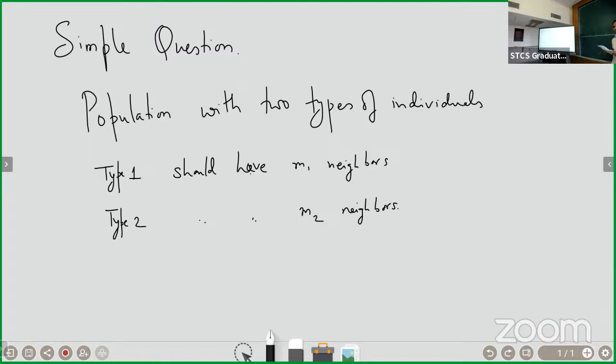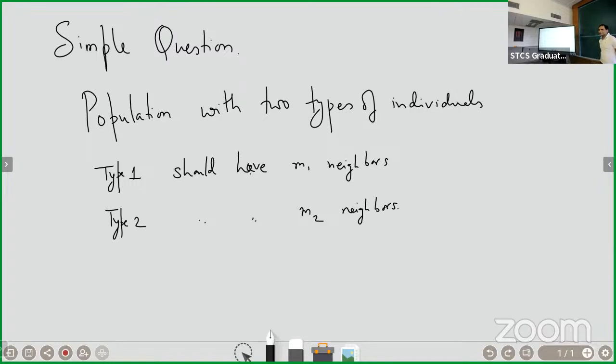We can consider two different graphs and take their union. Okay. So one graph has each node with degree M1 and the other graph has each node with degree M2. Create. No problem. I can create. So there is no constraint that type 1 has to be connected to type 2. You just have M1 neighbors. Also, it could be that type 1 is only connected to type 1, type 2 is only connected to type 2. Okay.